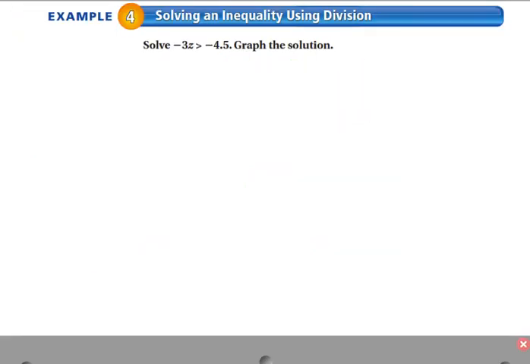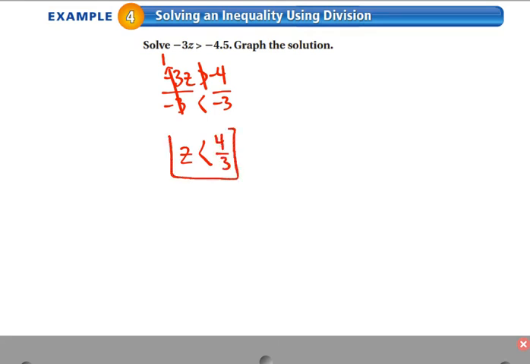Okay, solve negative 3z greater than negative 4.5 and graph the solution. I'm going to rewrite it so that it's not right in the middle of the sentence. I need to divide both sides by negative 3, and whenever you divide by a negative, you need to immediately switch the sign. Right here, these divide and we get 1. 1z is less than negative 4.5 divided by negative 3, which is 4/3. So z is less than 4/3.